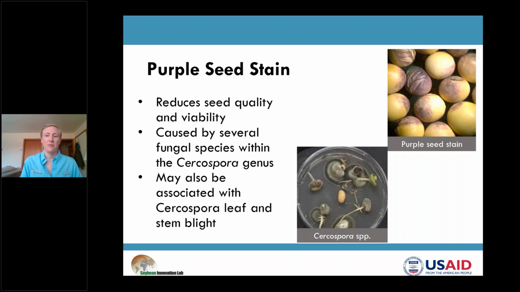And like Glen was talking about before, some diseases affect multiple parts of the soybean. So there are a lot of the fungi that are causing the purple seed stain could also be associated with causing Cercospora leaf and stem blight. So this is an important one to watch out for. Next slide, please.